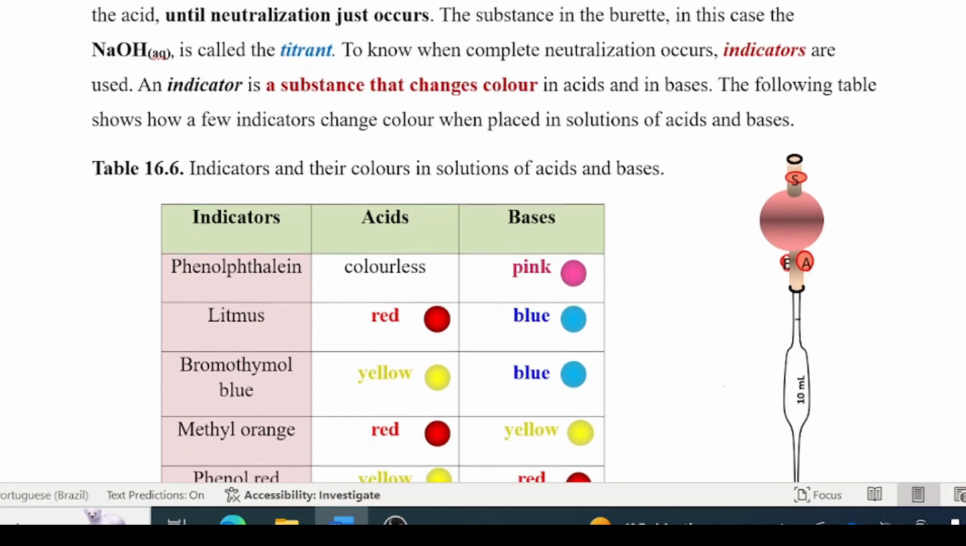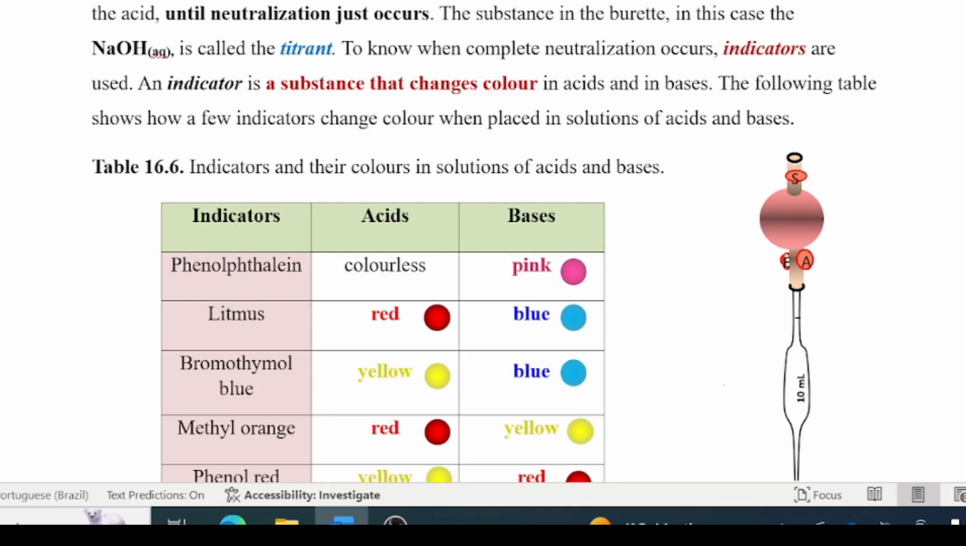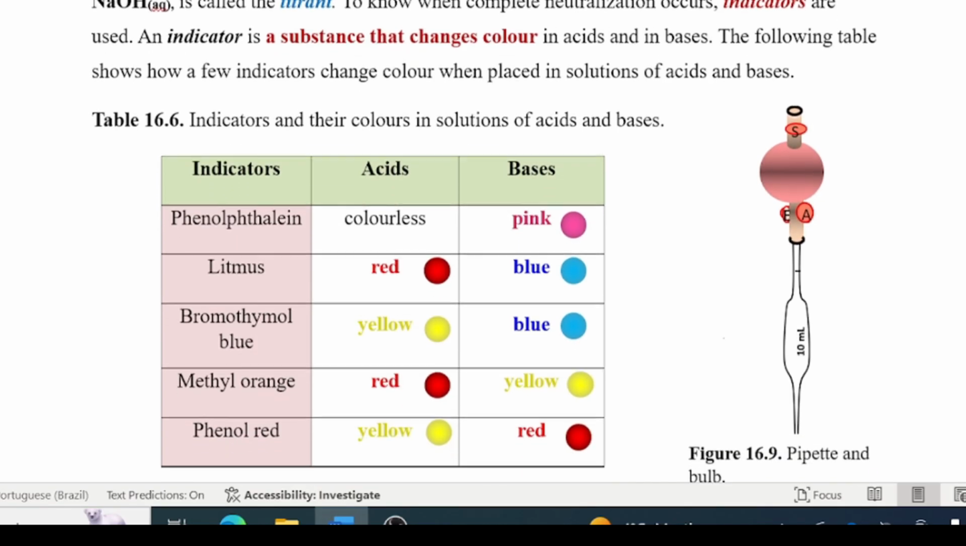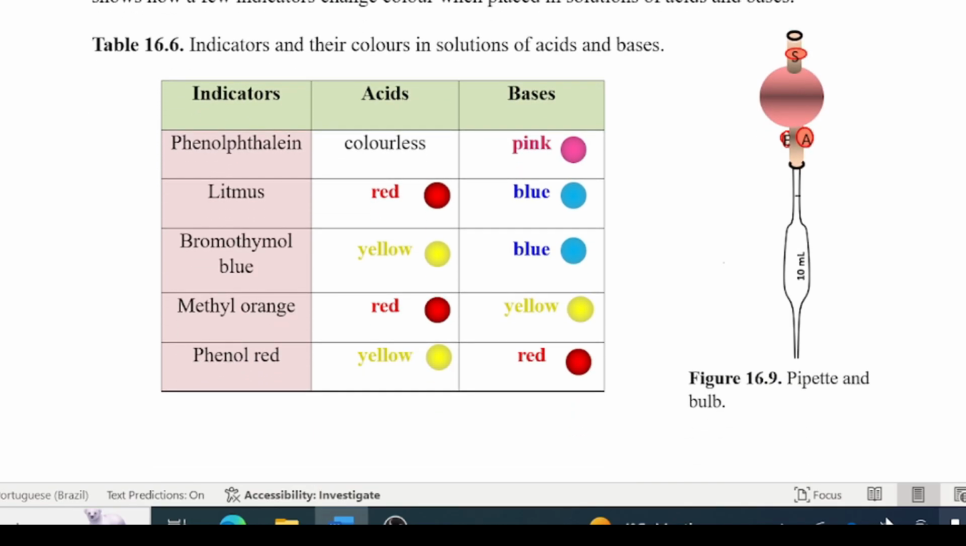The following table shows how a few indicators change color when placed in solutions of acids and bases. So here you are. This is a table indicating what colors different indicators have in acids and in bases. One of the common ones that we use is phenolphthalein. It's colorless in acid and pink in base. Of course, you know litmus, your old friend. It's red in acid, blue in base. Bromothymol blue is yellow here, blue there. Methyl orange red, yellow, phenol red, yellow.